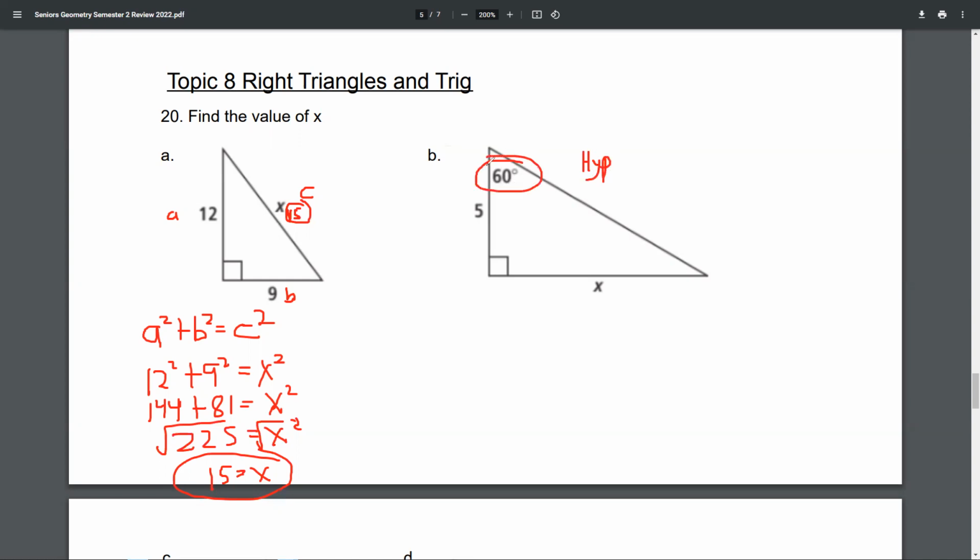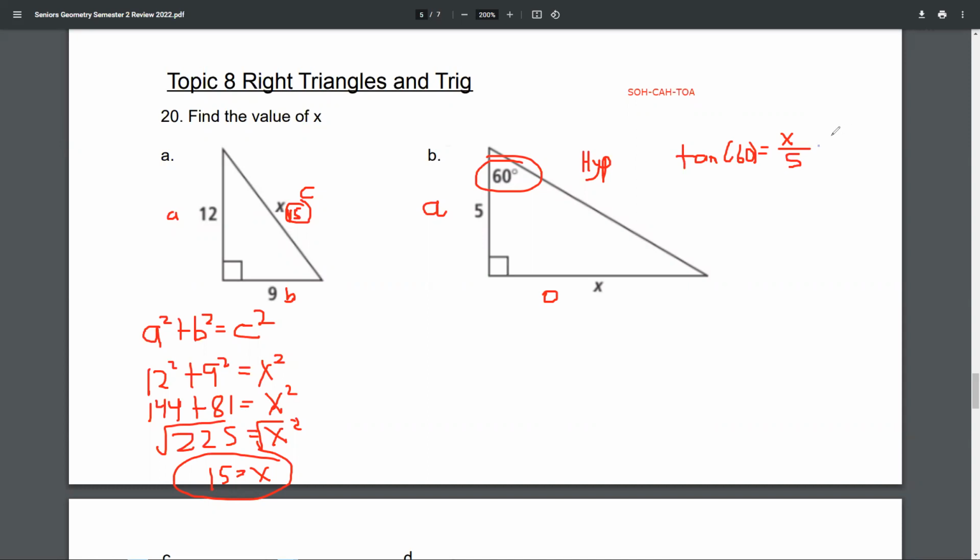Okay, circle the angle. 5 is next to it, so that's adjacent. X is across, so that's opposite. And if we remember our mnemonic, SOHCAHTOA, opposite and adjacent here is going to be tangent. So we're going to do the tangent of, we input the angle, tangent of 60 equals, opposite is x, adjacent is 5.